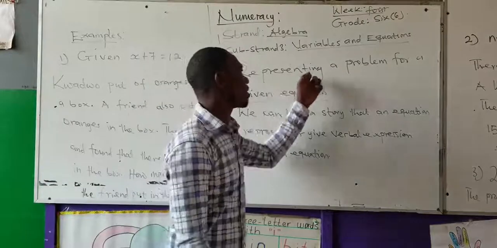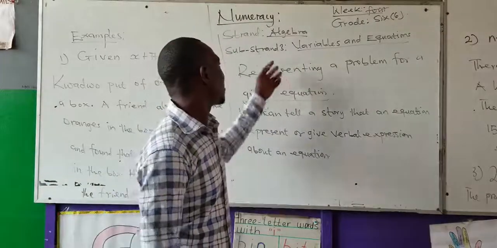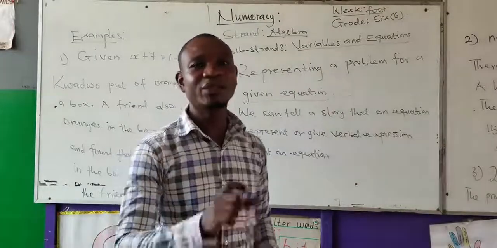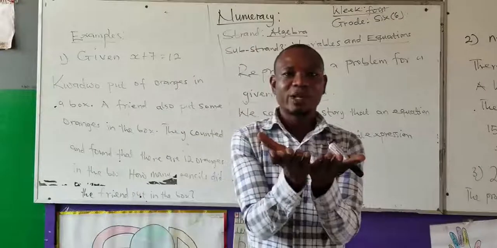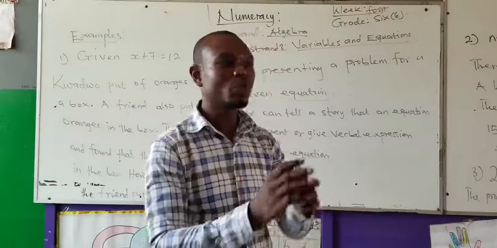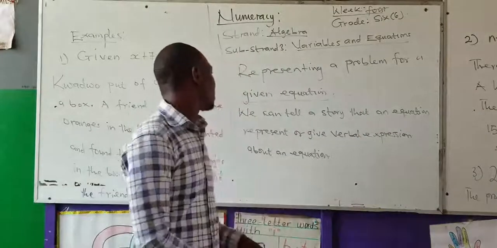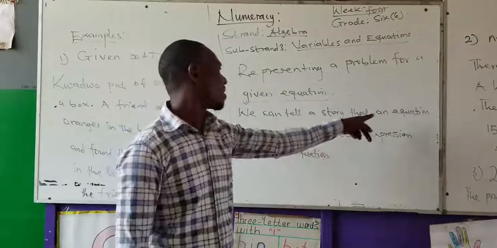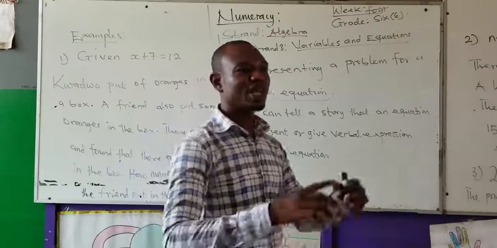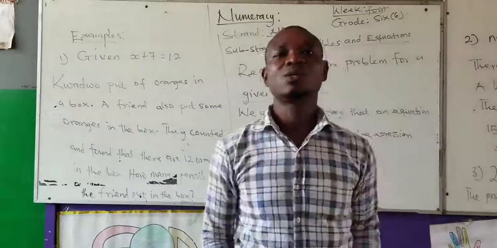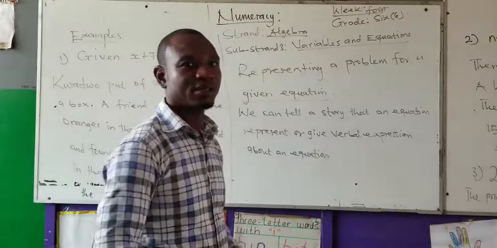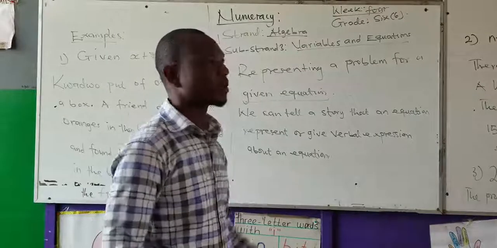Today we are going to continue with another indicator under this substrand, and that is representing a problem for a given equation. They will give you the equation and you just tell a story about that equation. You will try to form a story out of it. You can tell a story that an equation represents, or give a verbal expression about what an equation says.